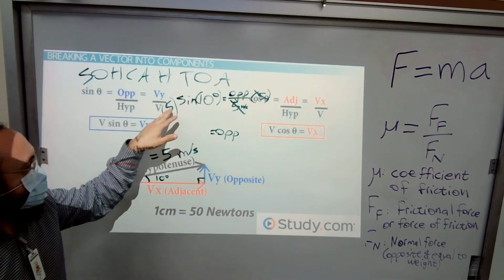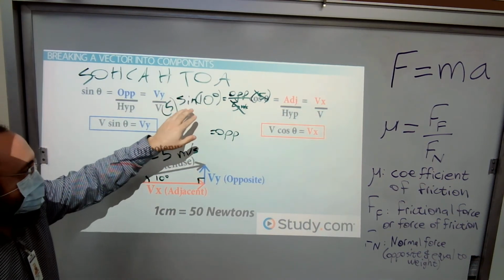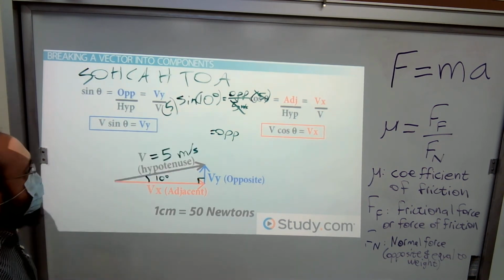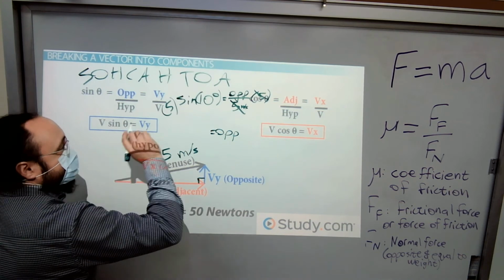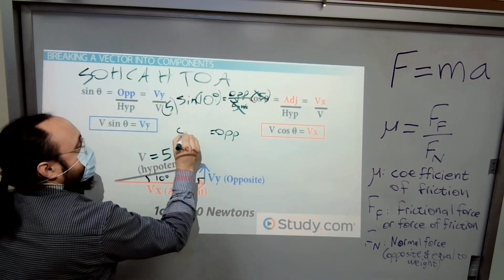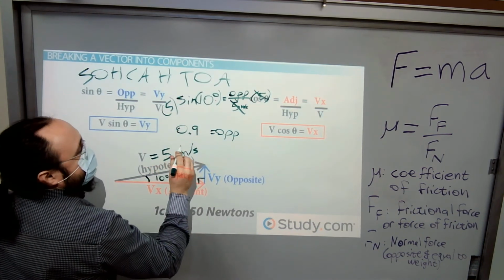So people want to say 5 times 10, but you can't take the 10 out of there. This whole side has to stay together. It's sine of 10 degrees. So if you put this whole thing in now, 5 times the sine of 10 degrees, it tells you that that's 0.9 or something, I think.